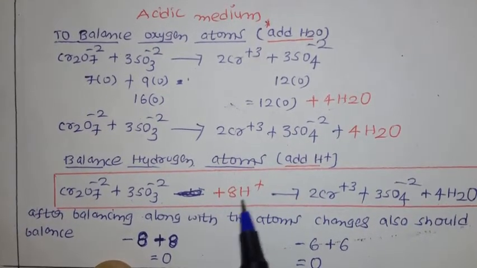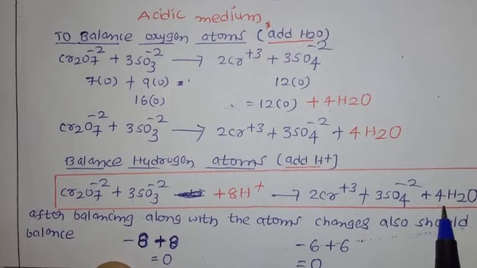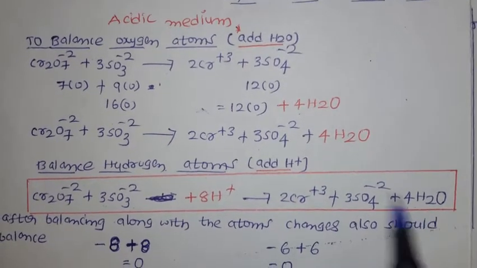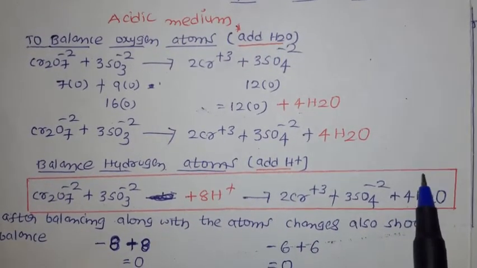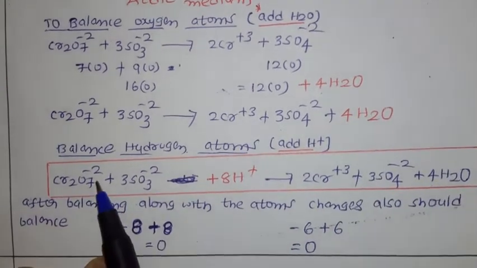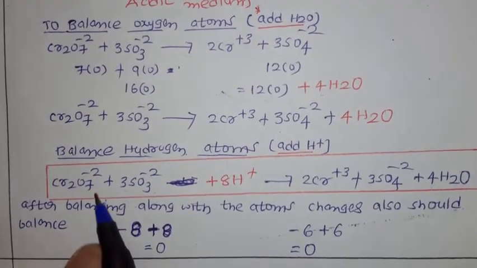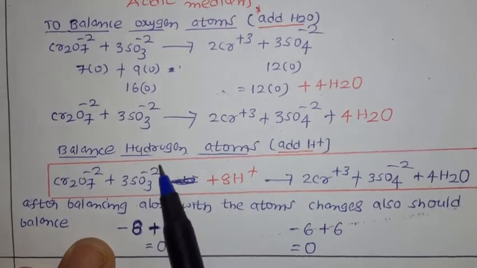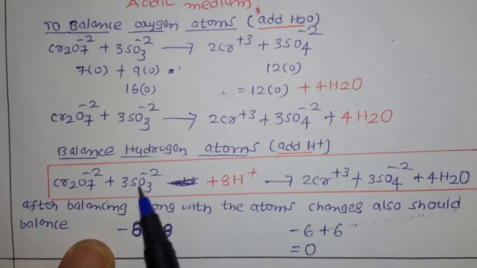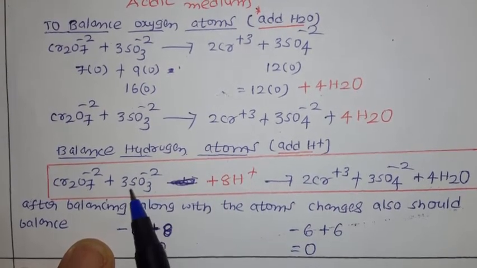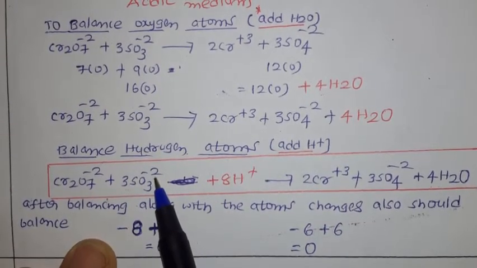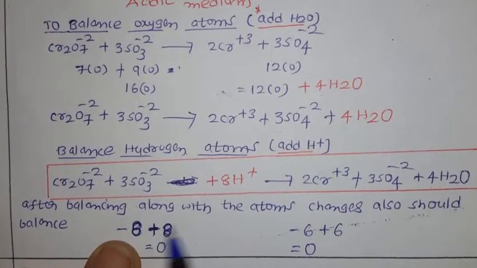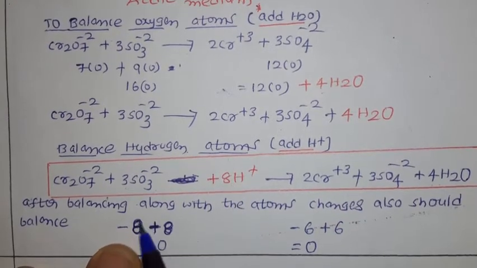After that see the hydrogen atoms. Here we have 8 hydrogen atoms, and here we also have 8 hydrogen atoms, because 4 into 2 is 8. Now atoms are balanced. But what about the charges? Here the total charge is minus 2. Then 3 into minus 2: one sulfate ion charge is minus 2, but total we have 3 sulfate ions, so 3 into minus 2 means minus 6. So minus 6 minus 2, total minus 8.